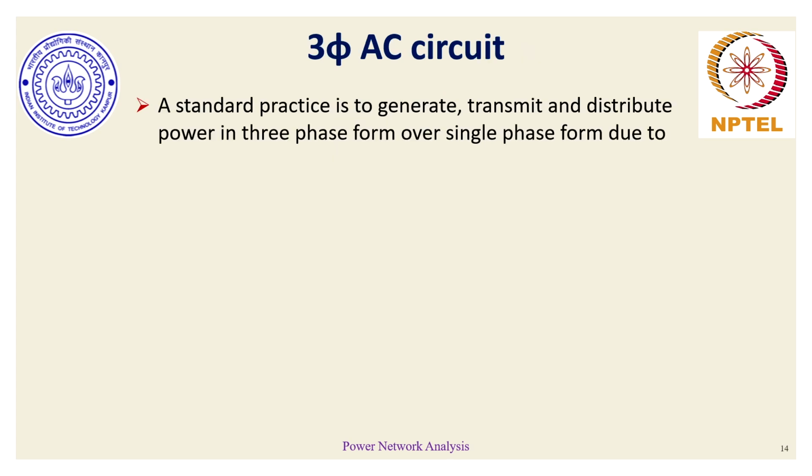So, coming to three-phase AC circuits, we have talked about single-phase AC circuits extensively, but that's not how the typical power network usually operates. AC circuits in terms of single phase are very common in distribution networks, whereas three-phase AC circuits is a notion of how transmission networks operate. So, general practice is to generate, transmit as well as consume power mostly in three-phase form.